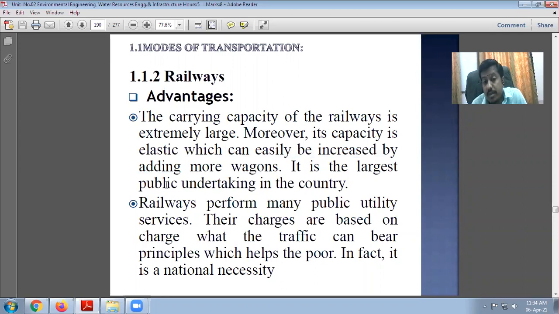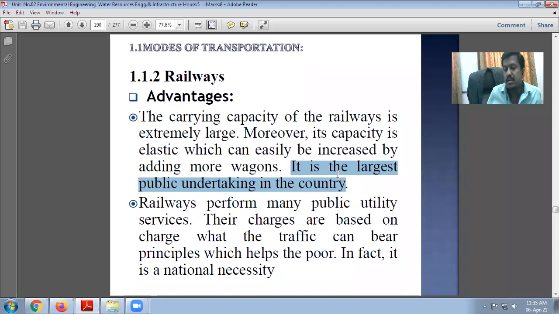So it is the largest public undertaking in the country. As I told you, it is the largest public undertaking in the country and cheapest mode. ठीक आहे, रेल्वेची तिकीट काय फार महाग नसते. जर तुम्ही जनरल तिकीट वगैरे बघायला गेलात, रेल्वेज आणि रोडवेजची तिकीट कम्पेअर करा तुम्ही. ठीक आहे. Then railways can perform many public utility services. Their charges are based on the charge what the traffic can bear. Okay.